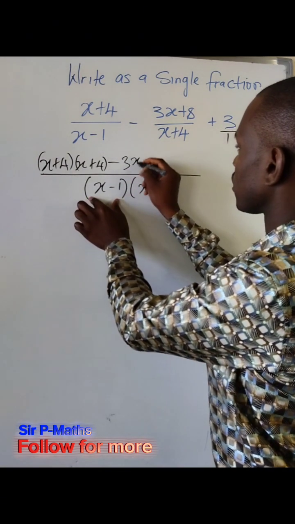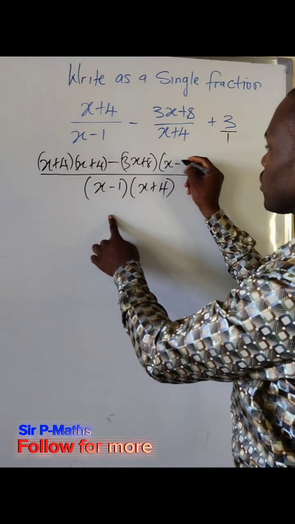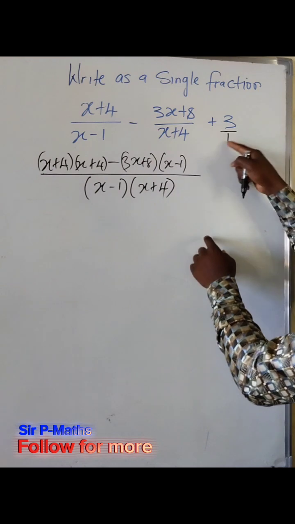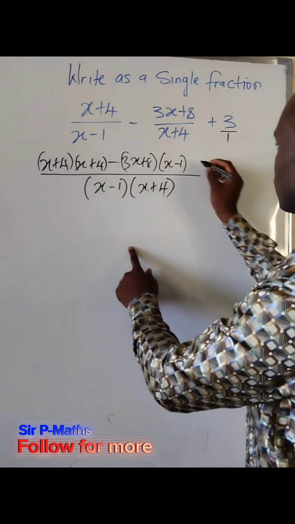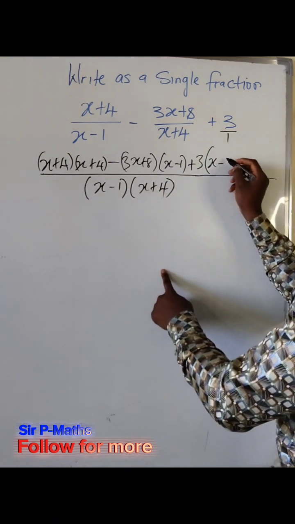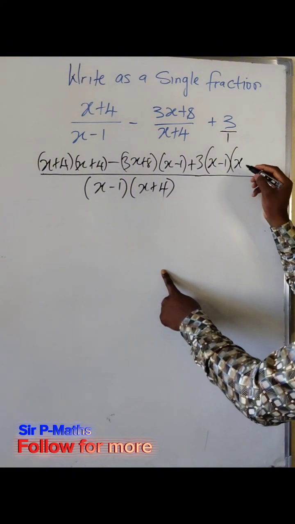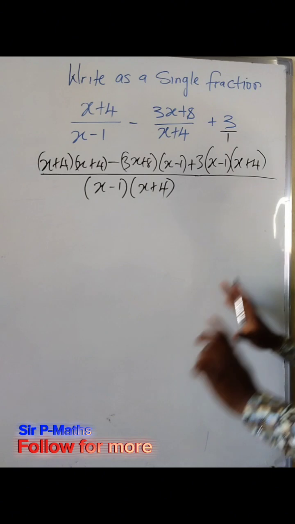So I'll have 3x plus 8 to multiply this, which is x minus 1. Over here, 1 divide here gives me the same thing. So use 3 and multiply them. That is plus 3 into x minus 1, x plus 4. Then let's expand all the brackets completely.